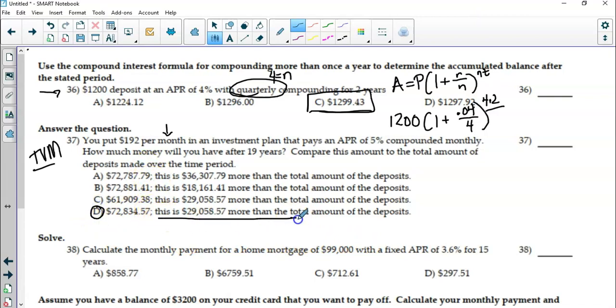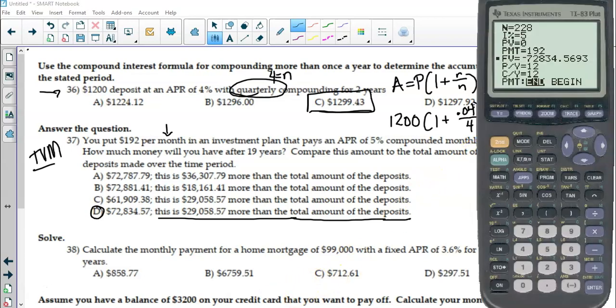This part here is what kind of trips people up sometimes. So this part of the question says, compare this amount to the total amount of deposits made over the period of time. So for 19 years, every month, you put away $192. You, out of your own pocket, put $43,776 into the account, but you cashed out $72,834.57. That extra money, that little over $29,000, that's all interest that you earned just by putting it in the bank. That's what that second part of the question asks.